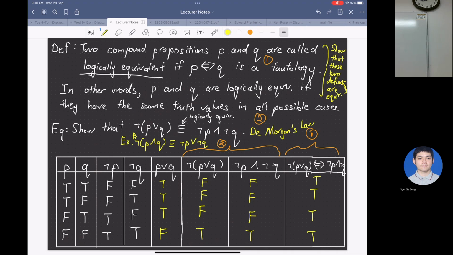Proof, using the same way. Same method here, exactly the same. No question? No question?